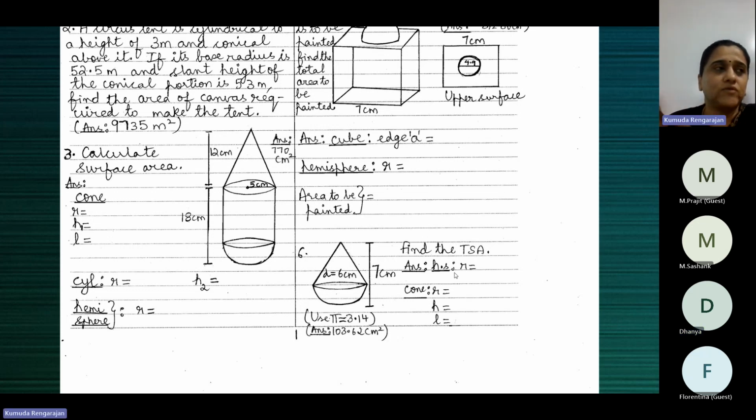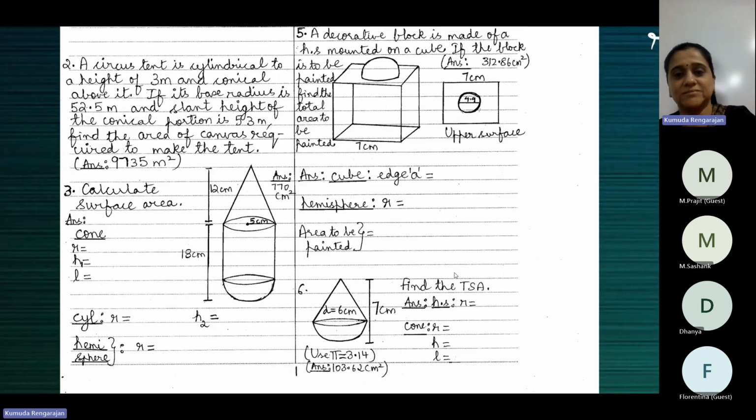Perfect. So it's like you have to paint the outside. So what all is visible outside? Only CSA is visible. Outside you can see only the curved surface area of the hemisphere, the curved surface area of the cylinder, and the curved surface area of the cone. Only these can be painted. That's all that is visible outside. So only this you should find. For the cone, it will be pi RL. For the cylinder, 2 pi RH. And for the hemisphere, 2 pi R square. Yeah, that's about this one.